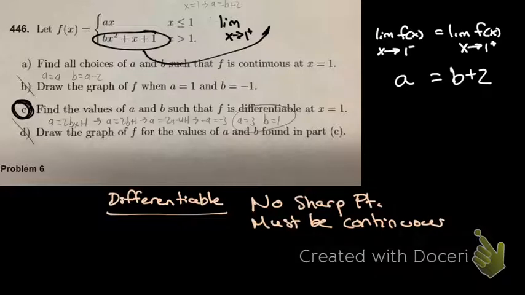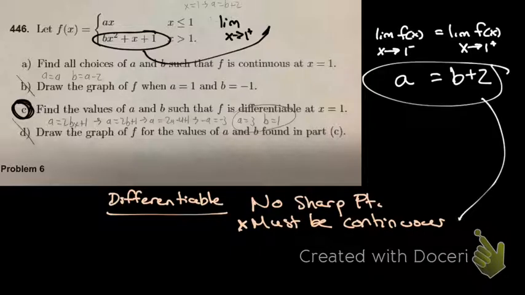Well, guess what? We already took care of this. I know that has to be true. Part A was asking about continuity, so I know that this has to be true. And that only gets us continuity. So what the heck is this no sharp point thing? Think about what that looks like for a second.